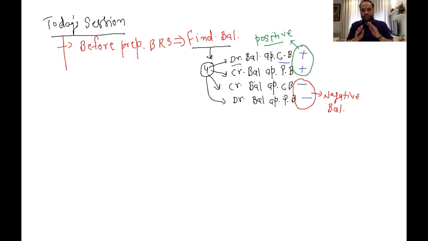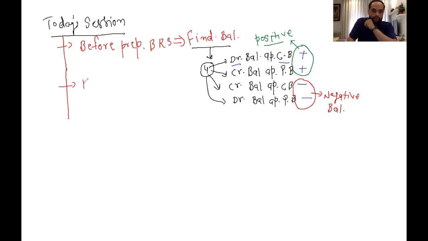You have to understand this information given in your question. Of course, as I said, all four balances will not be given in your question. One of these, right? Maybe in some question debit balance as per cash book, maybe in some question credit balance as per cash book. So make sure you read it carefully, all right? Okay, so that's the idea behind it before preparing the bank reconciliation statement, right?